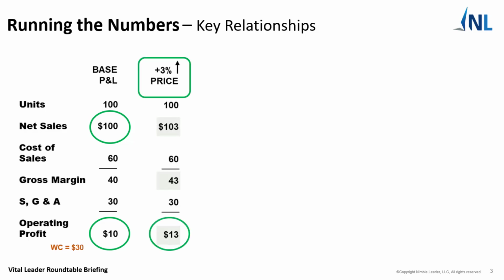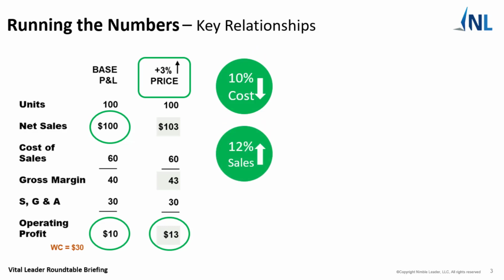If I take a 3% price increase, my operating profit grows to $13. A 30% increase versus the base case. In essence, 3% equals 30%. Now that 3% price increase has the same profit impact as a 10% reduction in cost, a 12% increase in sales, and a 10% reduction in working capital. Now I know working capital doesn't impact operating profit, but it does impact cash. And so if I'm able to operate my business in the current year at $27 of working capital versus the previous year of $30, I've picked up an incremental $3 that I can reinvest in the business.